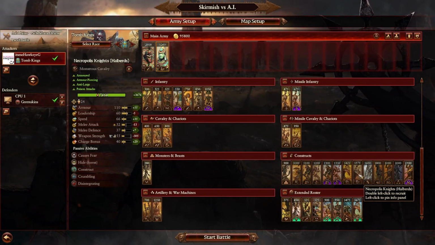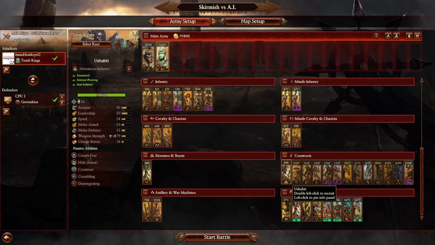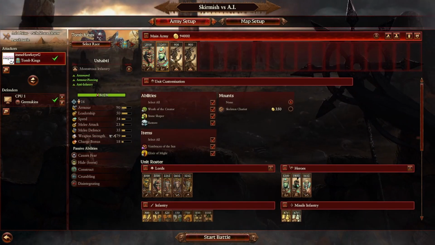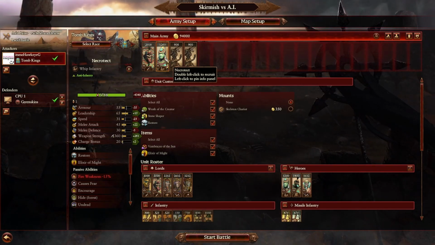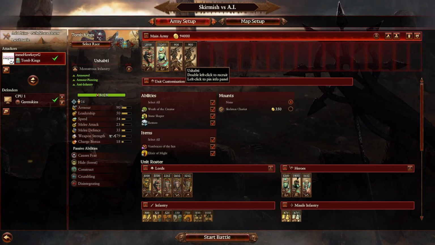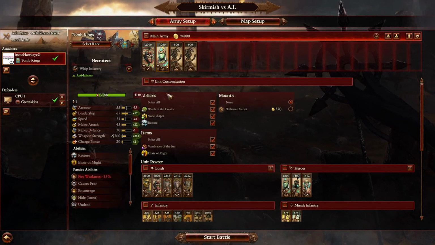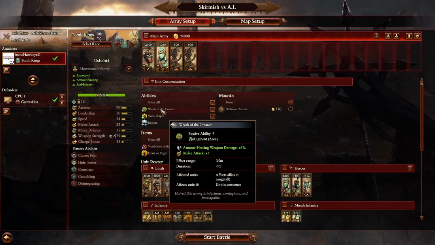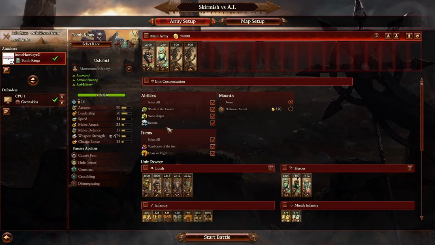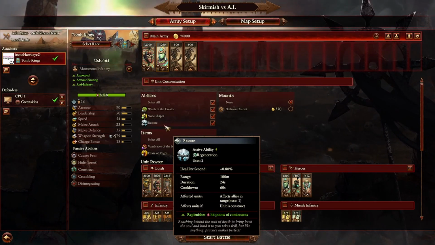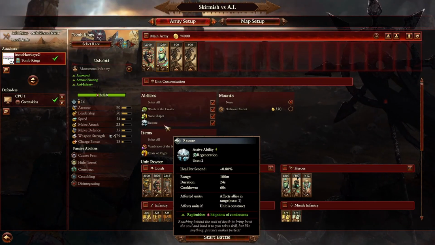We had a whole list of constructs here for the Tomb Kings. The idea being, and this is a great example of how support lords and heroes are supposed to work, you send this Necrotect into battle alongside two Ushabti. It gives them increased melee attack and armor piercing damage. It gives them armor and missile resistance. It can even restore their health twice over the course of a battle.